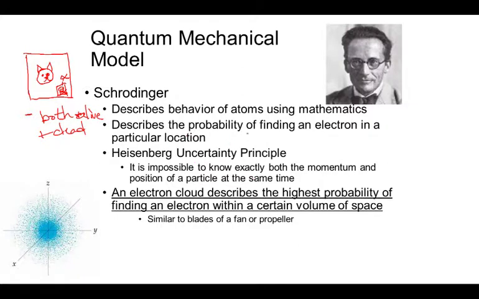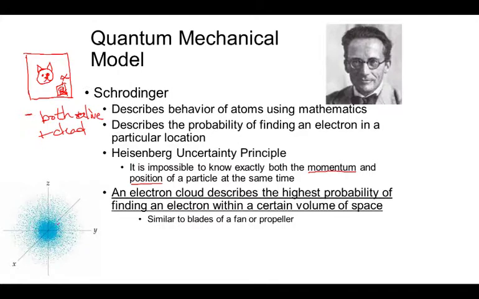Okay, so when we're talking about electrons, Heisenberg came up with this idea that we can't know both the momentum and the position of a particle at the same time. We can't know if the cat's alive or dead at the same time, so we can't know whether or not the electron is in a specific place and where it's headed next.